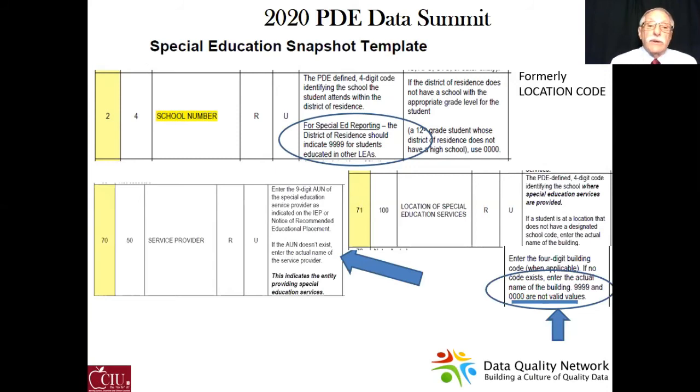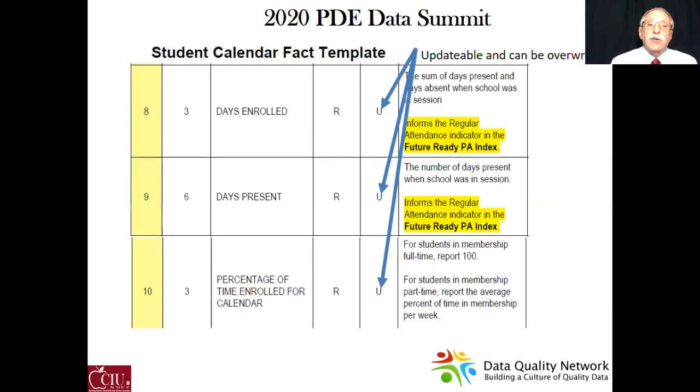non-PIMS reporting entities. And then the school calendar fact template, this is where the days enrolled, present, and percentage of time is enrolled in a calendar. And just note that these fields are updatable.